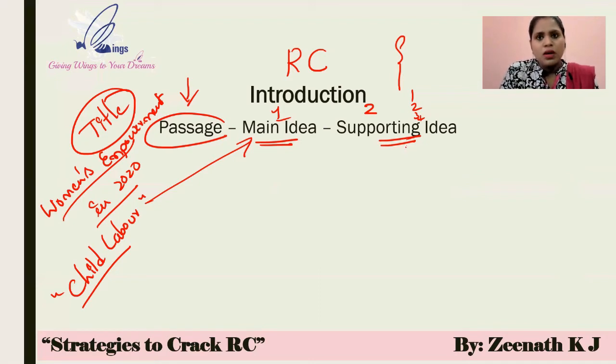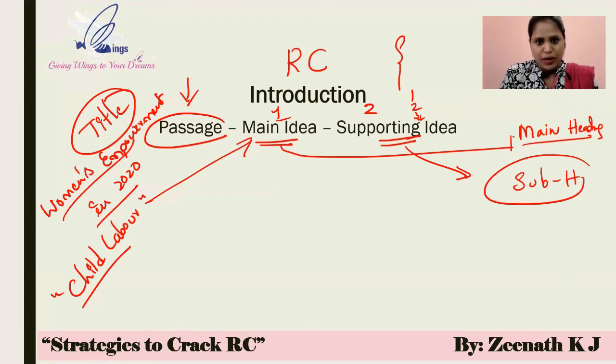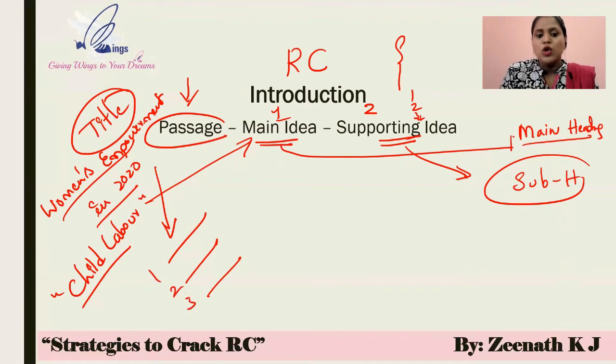What is a supporting idea? I always understood it like this. Friends, main idea is like the main heading, and supporting idea is like a subheading under the main heading. For example, if women's empowerment in 2020 is the main idea, maybe the status of women in 2020 is supporting idea one, how women's empowerment can be made better in 2020 is supporting idea two, and are women really empowered in 2020 is supporting idea three. All these three sub factors are discussed under the main idea called Women's Empowerment 2020.